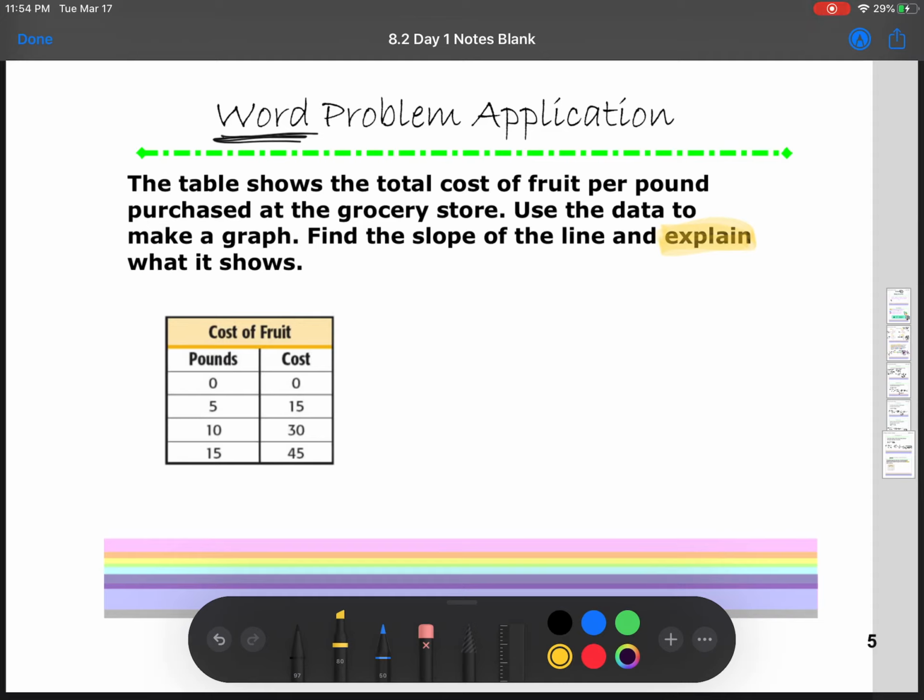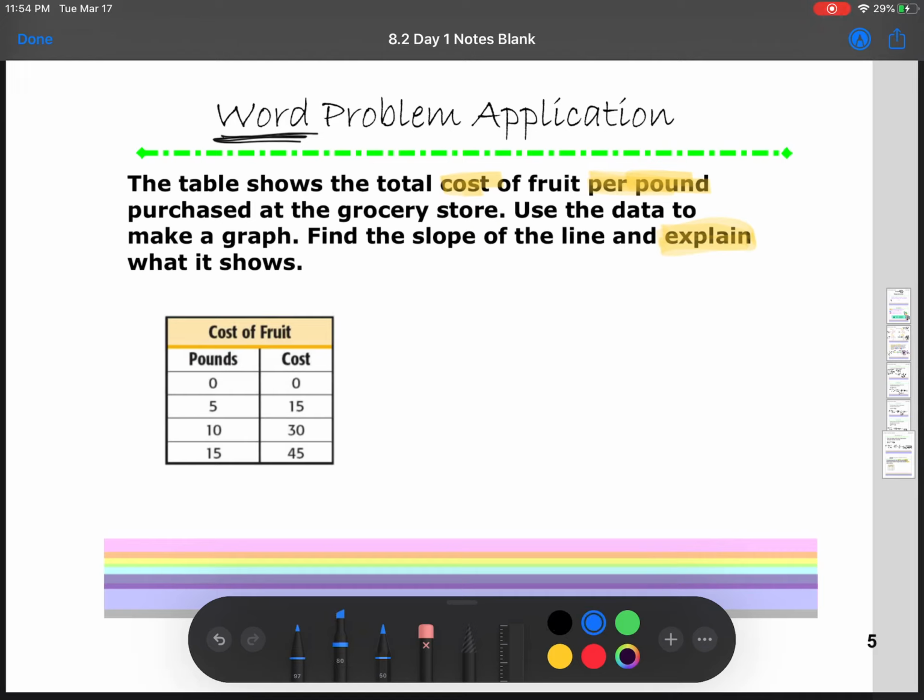Okay? So the table shows the total cost of fruit per pound purchased at the grocery store. So it's cost per pound. We're going to use that in our answer. Those are the words we're going to use. Okay? So let's solve for some slopes.